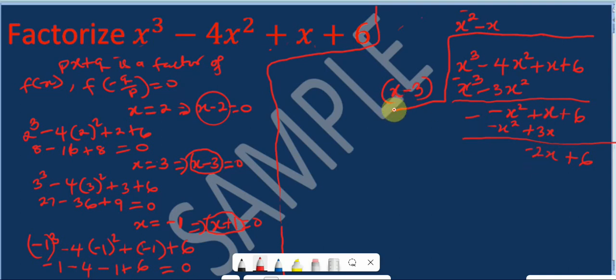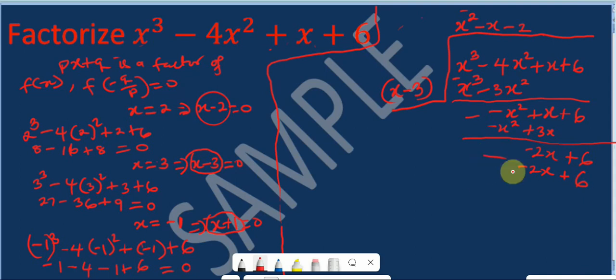So what I need to do again is to divide minus 2x by x. If I do that, x will cancel x here. I'll have minus 2. I'll write minus 2 as part of the quotient. So minus 2 is going to multiply the divisor again. Minus 2 times x is going to give me minus 2x. Then minus times minus is plus. 3 times 2 is going to give me 6.